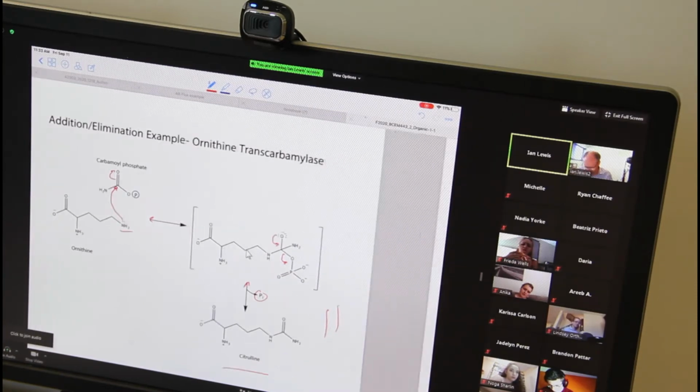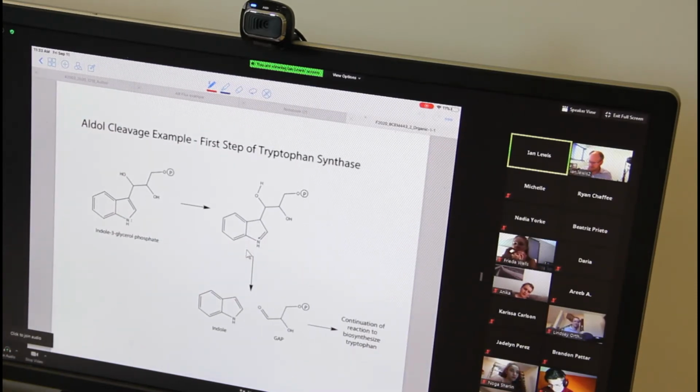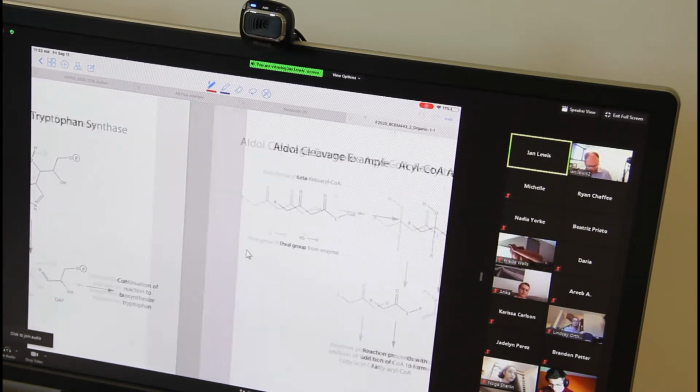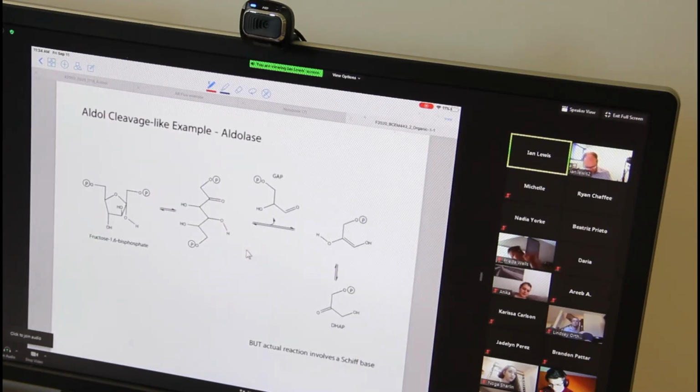Let's see other examples here. What should we do? Should we do a shift base? Shift base or an aldol cleavage? Let's see, which one have we got here? That's a sulfur. Oh, this is a good one. Let's do aldol cleavage. So, this is actually kind of a hard one to start, but it's biologically relevant, so why not? We can work through it.